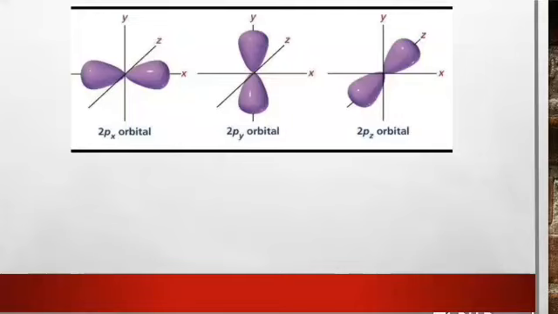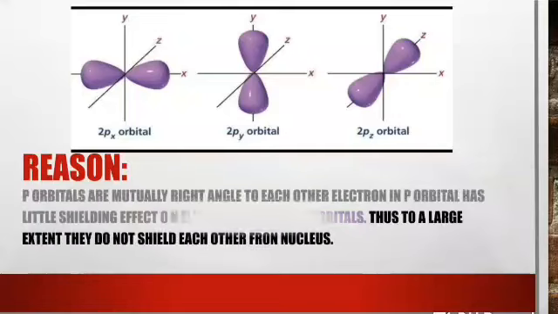Along the period, we will observe the filling of p orbitals. Look here at the 2px, 2py and 2pz orbitals. They are at right angles to each other. P orbitals are mutually at right angles to each other. An electron in a p orbital has little shielding effect on electrons in py and pz orbitals. Thus, to a large extent, they do not shield each other from the nucleus.